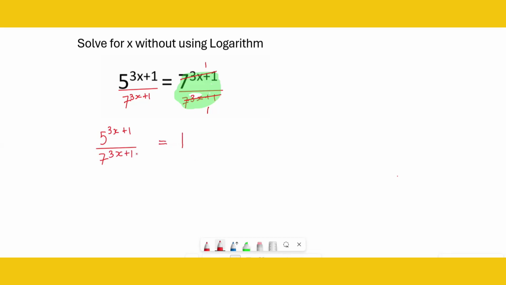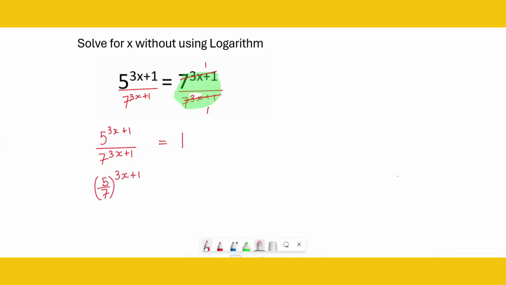All right. Now, if we can recall that if I have a square divided by b square, it is the same thing as a divided by b all squared. So this is the idea that we're going to be using now. So 5 raised to the 3x plus 1 divided by 7 raised to the 3x plus 1 is the same thing as 5/7. And we're going to raise this to the 3x plus 1.